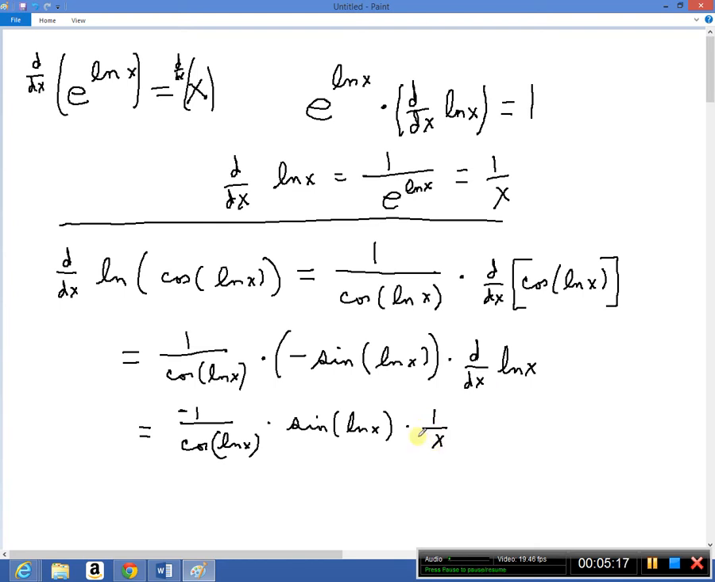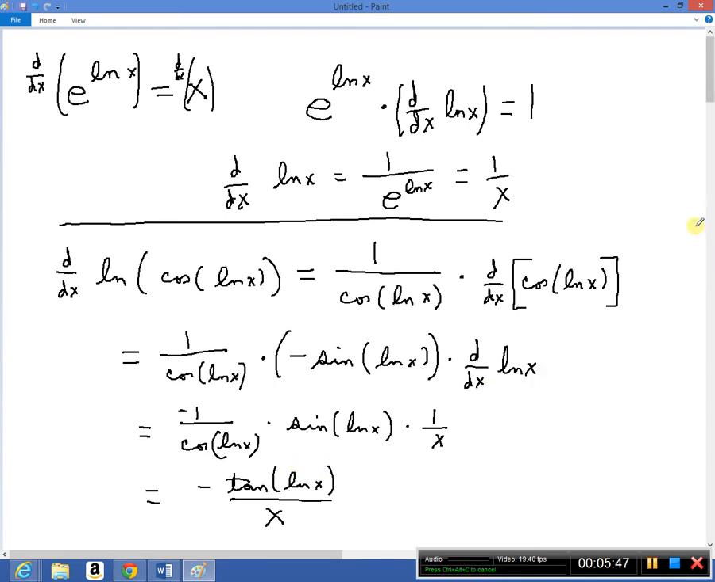Now, I'll bet you $1 that if this were a textbook problem, which it is, but if it were an odd-numbered textbook problem, here is what you would see in the back of the book. They would have an answer like this: minus tangent of log of x divided by x. And you'd be scratching your head, maybe wondering where that tangent came from, but of course that's because sine of something divided by cosine of something is tangent of that something.